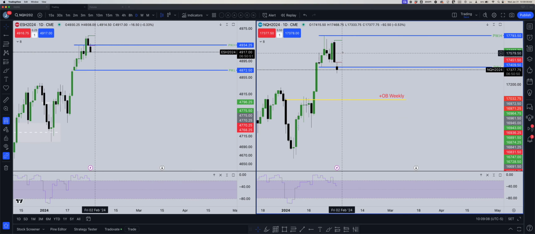The daily candle on NQ and ES look very different. NQ is definitely weaker, and it looks like price may want to head down into this weekly order block. Need to be careful here because it took previous week's lows as well.